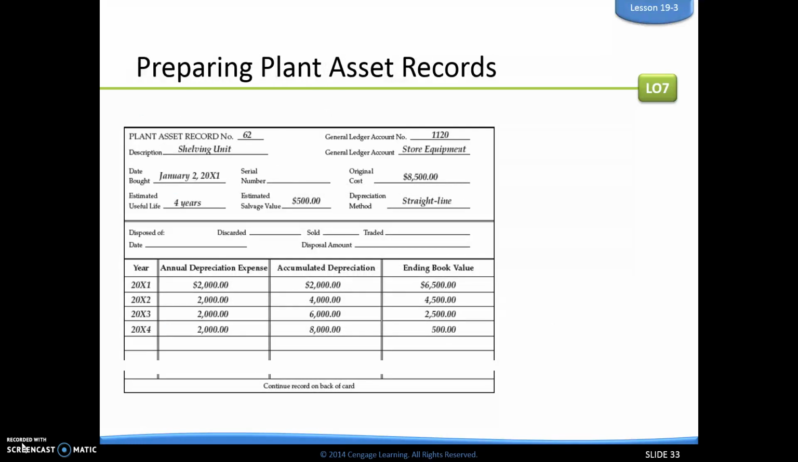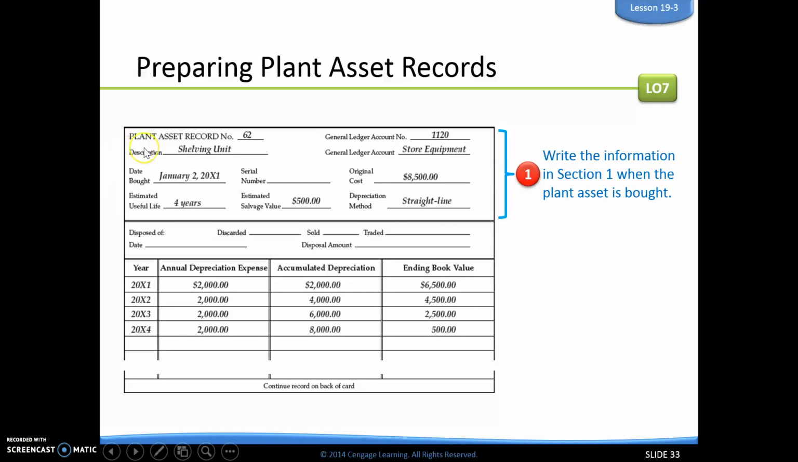So this is an example of a plant asset record. It looks very similar to what we worked on in section 19.2, except it has a few more sections. So section 1 here talks about when the plant asset is bought. It talks about a description of the unit, what plant asset record number it is, and then any specific information related to that plant asset. So the actual date it was bought, if there was a serial number, the original cost, how long we intend to use it for, what we think we can get when we get rid of it, and then the depreciation method.